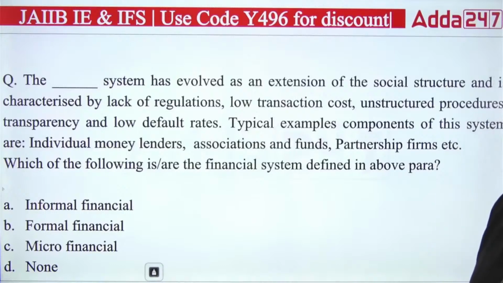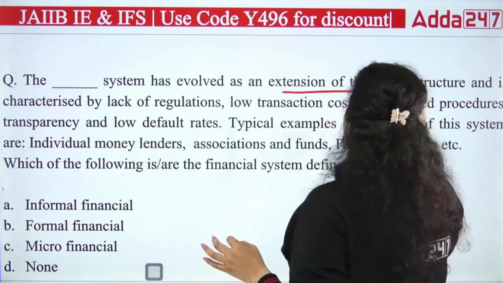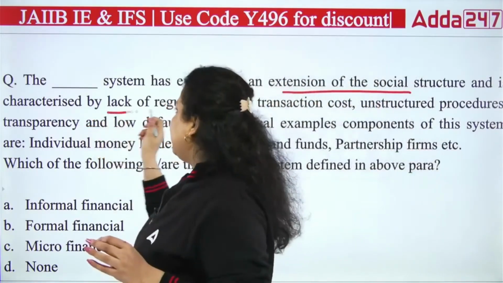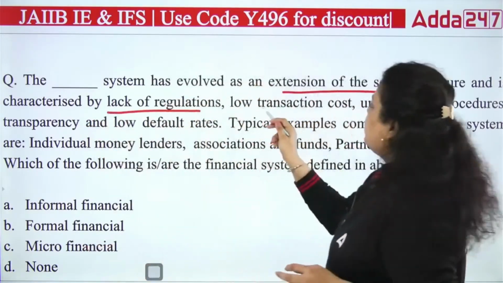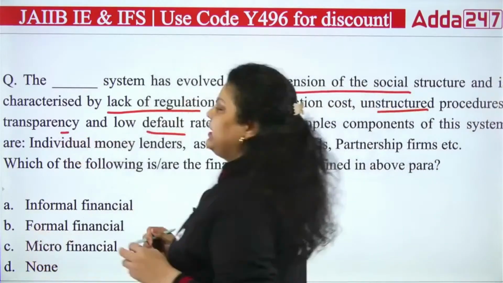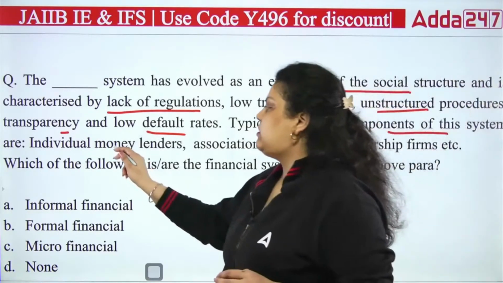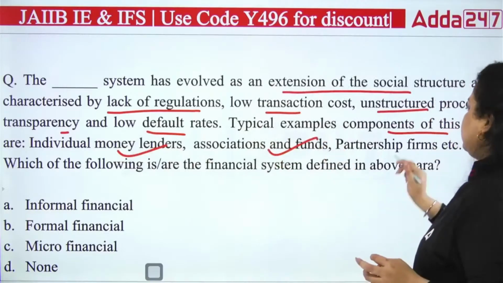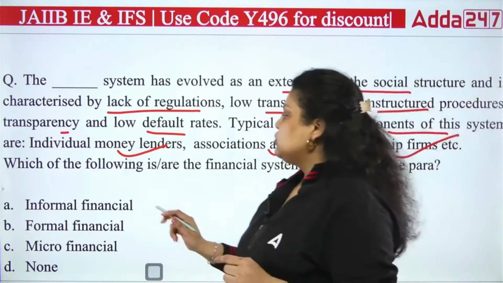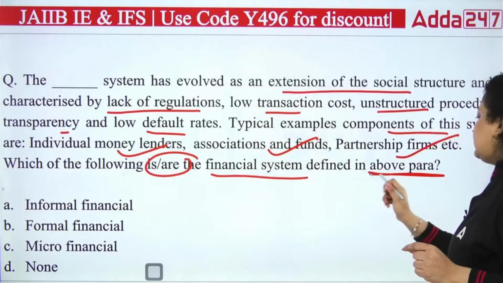For paper of IIBF, the first question is talking about a system that has evolved as an extension of the social structure and is characterized by lack of regulations, low transaction costs, unstructured procedures, transparency, and low default rates. Typical example components of this system are individual money lender, association and fund, partnership firm, etc. Now the question is: which of the following financial systems is defined in the above para?